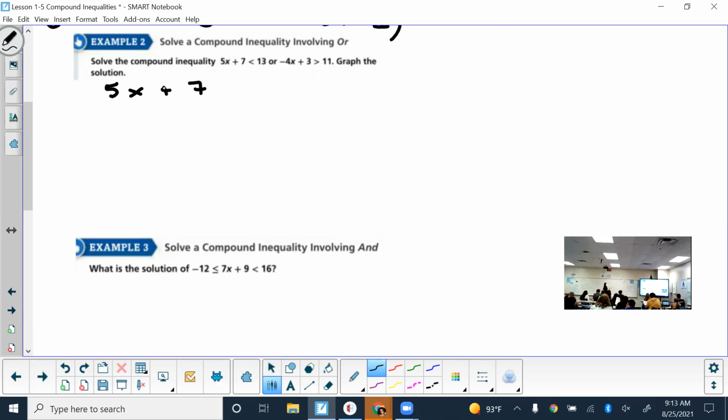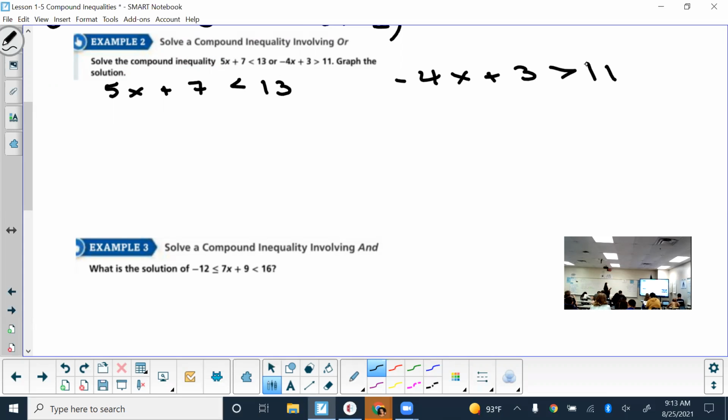5x plus 7 less than 13. That's one of your inequalities. The other one is -4x plus 3 greater than 11. All right, you're solving them separately, and then you're putting your answer on the same number line.